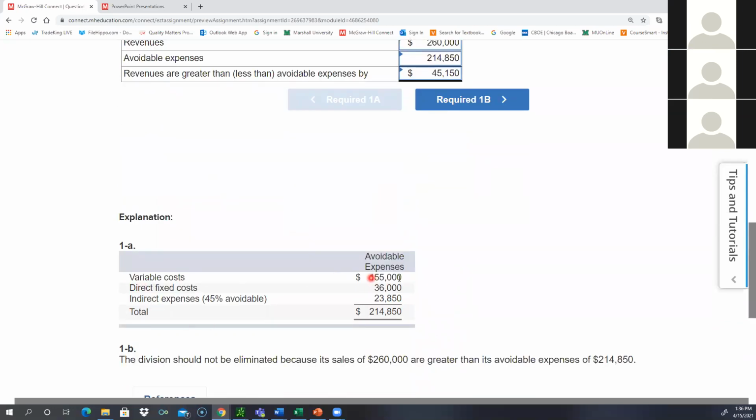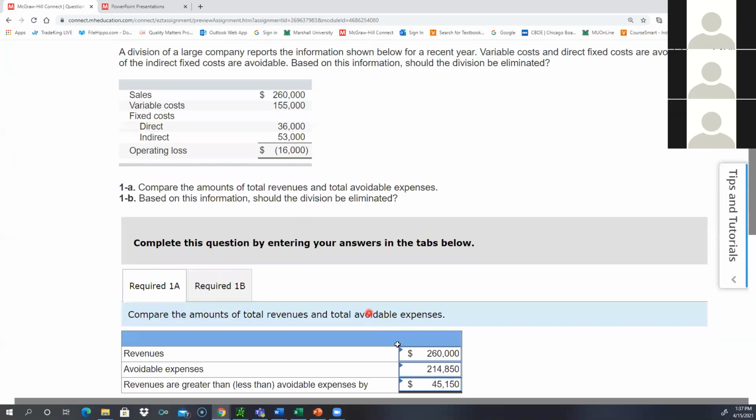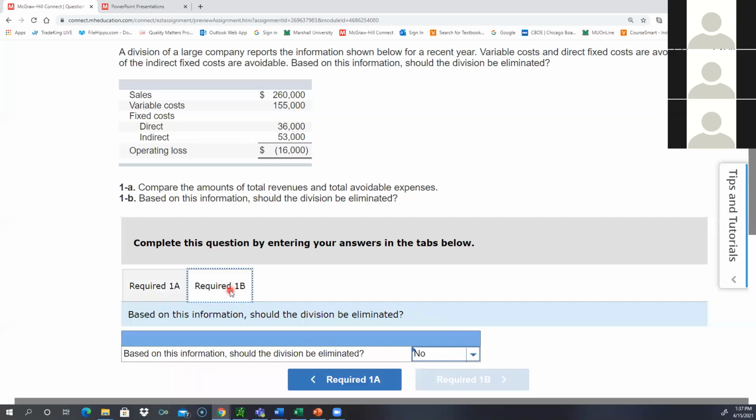So your variable cost 155, direct fixed cost we know is avoidable, and 45% of the indirect fixed cost gives you 214,850. And so you are still making more money after covering your avoidable costs. Unavoidable cannot be avoided, so it will stay. So this 45,150 is going towards meeting your indirect cost. If you close the unit, you will incur the losses. So the division should not be closed.